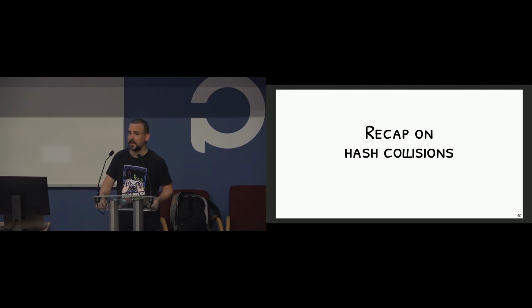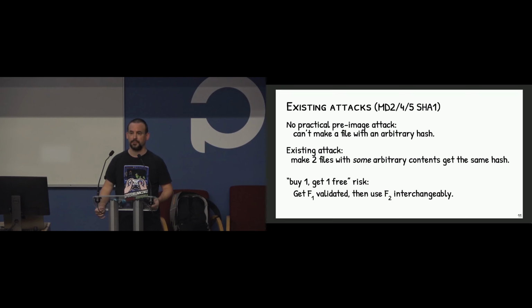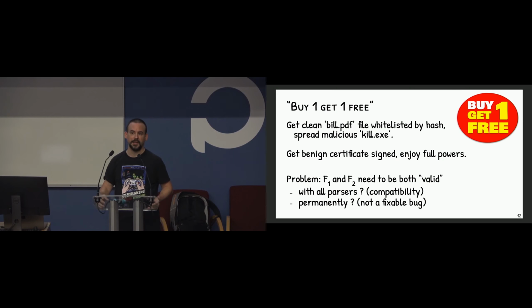And so, short recap on hash collisions. There's no practical pre-image attack, so on anything, even MD2, MD4. And the current attack is what I call buy one, get one free. You make two files with some arbitrary contents that get the same hash, and basically you get one clean file validated in some way, and then you use the bad file interchangeably. So basically, you send a bill, and then instead you have a malicious executable with the same hash, that was whitelisted because it has the same MD5, or this kind of thing, or at certificate level. The problem is that the two files need to be both valid. For some file formats it's very easy, and for others it's very difficult. And permanently, you shouldn't exploit a bug that can be fixed, and then your trick is no longer working.